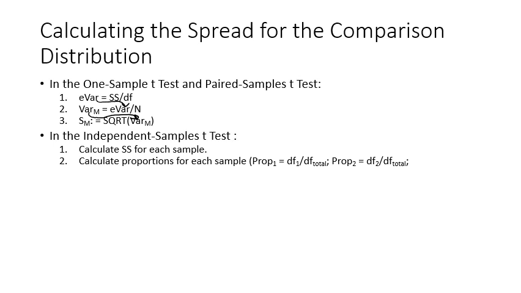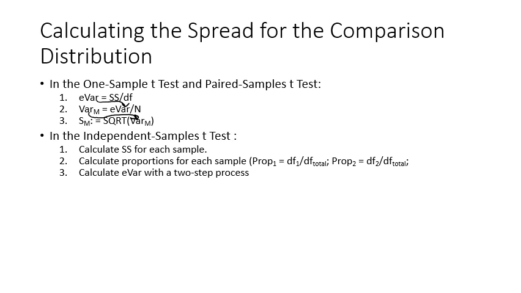And the proportion just means what proportion of the degrees of freedom is corresponding with each sample. So in other words, if one sample has 5 and the other sample has 10, we want to place more weight on the sample that has 10. So that's why we calculate these proportions.